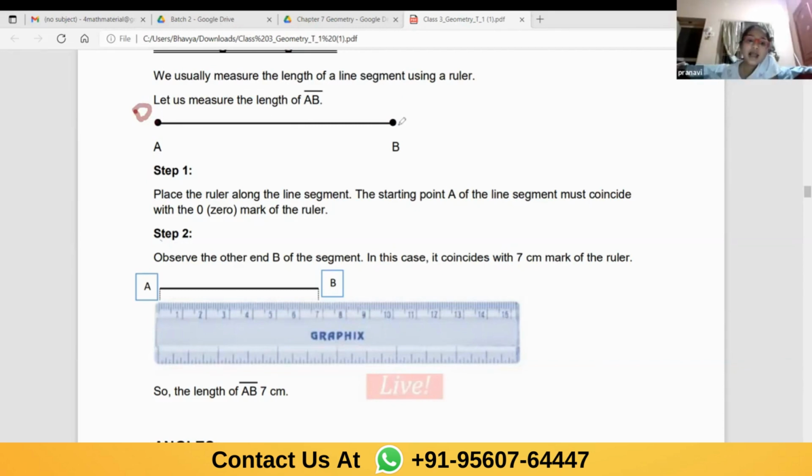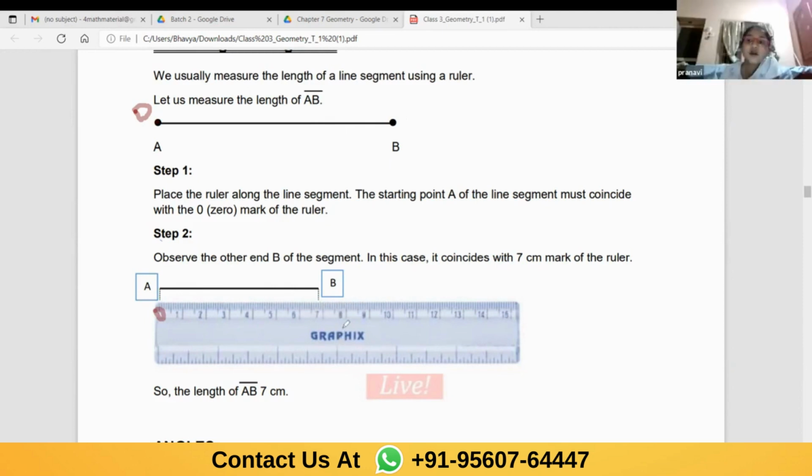Ma'am, but in the graphic scale, there is no zero. In the graphic scale, zero is here. It is missing actually from the picture. I have a scale and I am measuring it. This is zero. The first one is zero only. It got cut off from the side.